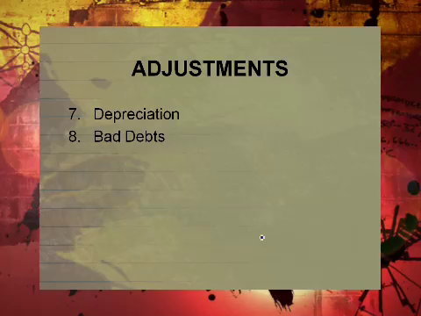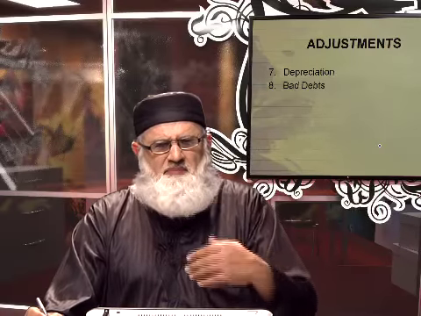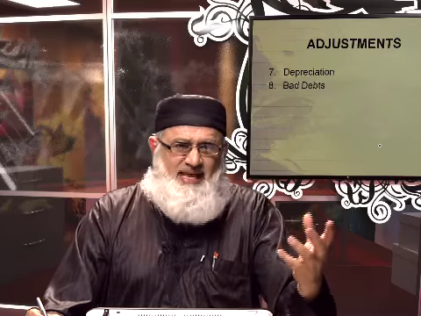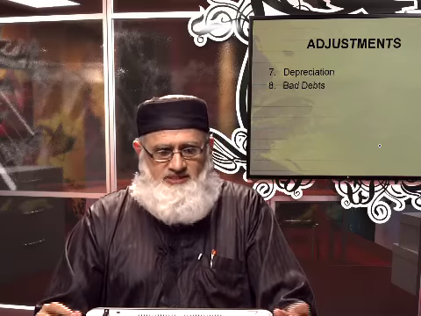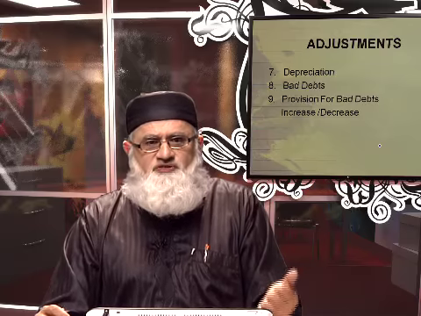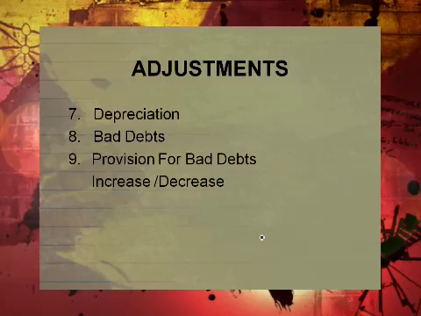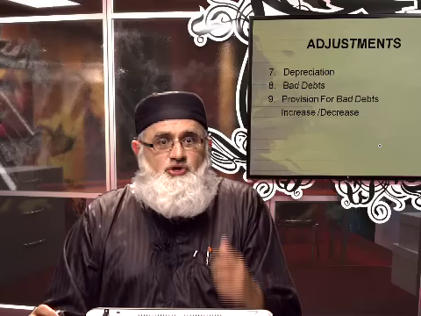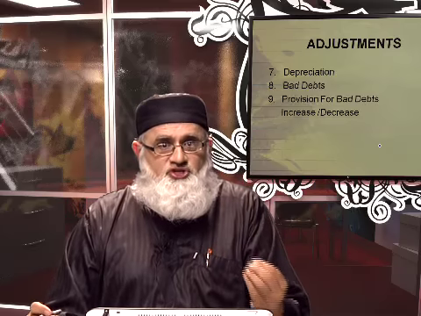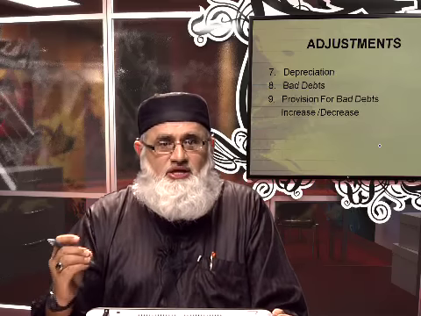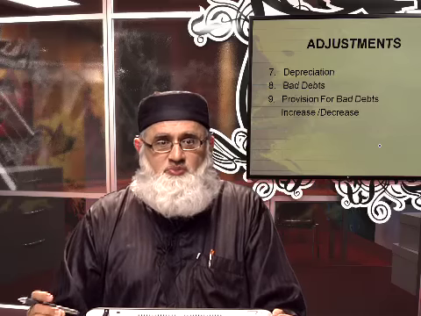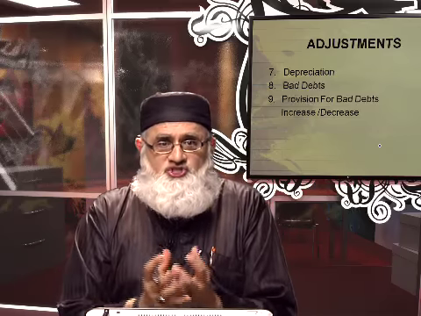Bad debts, an expense that you're familiar with. You've done many of these. Double entry, debit bad debts, credit my debtors control. Provision for bad debts, whether it's an increase or a decrease. Remember, if you are increasing it, it's debit provision for bad debts adjustment and a credit to your provision for bad debts. If it's a decrease, you are debiting your provision for bad debts and you are crediting your provision for bad debts adjustment. So these are your adjustments.